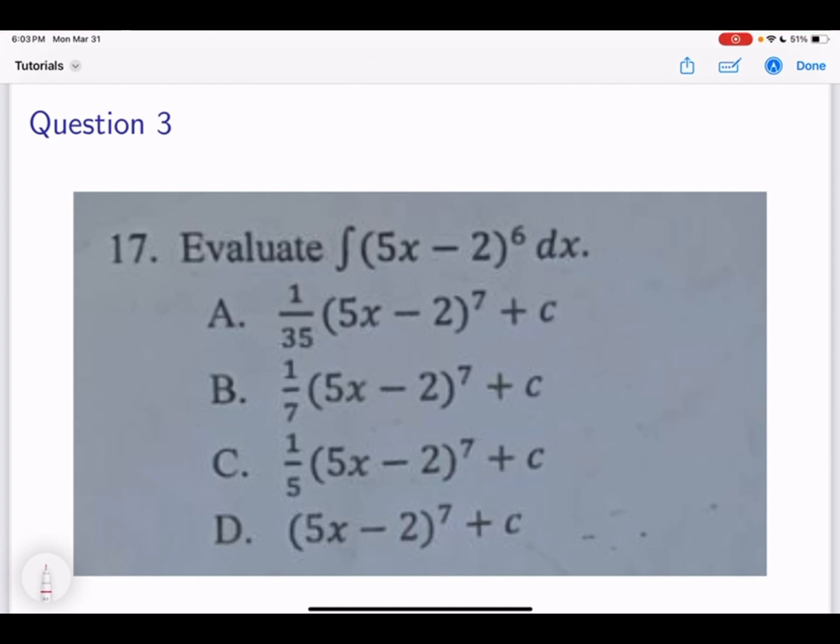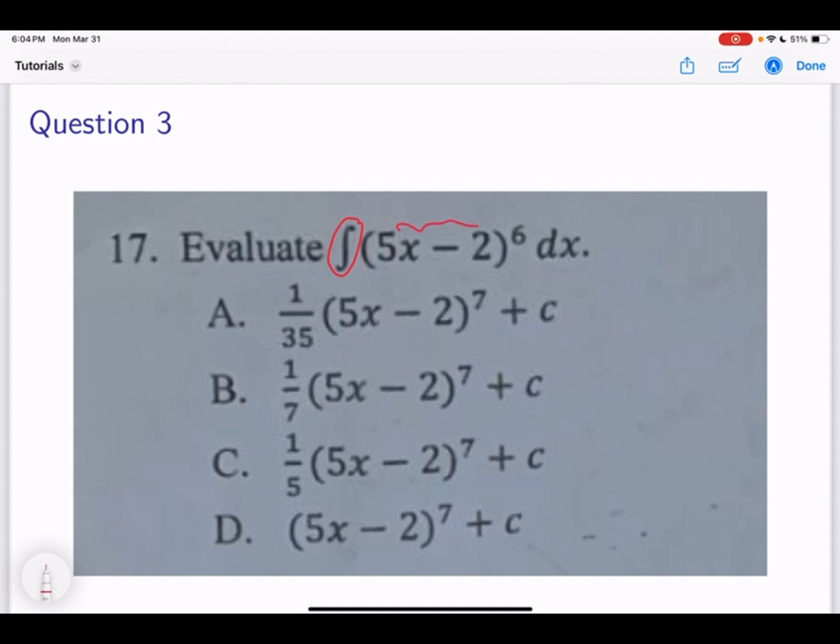With our third question, we have to evaluate the integral of (5x minus 2) all raised to an exponent of 6 dx. So this integral is an indefinite integral. It's indefinite because we don't have the range of integration here, right? So this is an indefinite integral. So now let's solve. So here we are going to use integration by substitution.